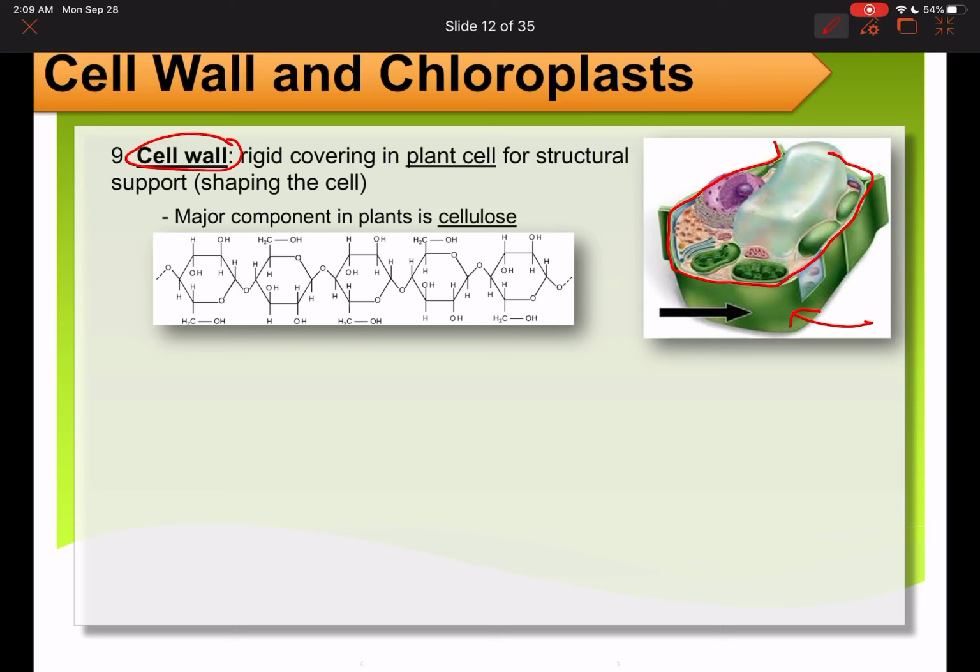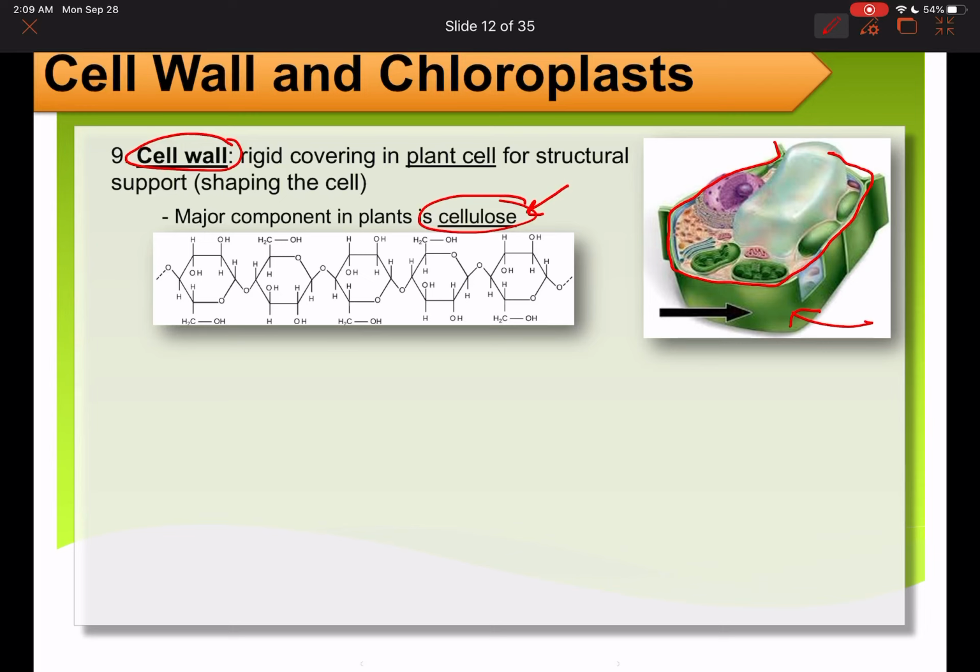So as we learned before, the major component in plant cell wall is cellulose. Again, don't confuse this with prokaryotic cells. In prokaryotic cells, their cell wall is made up of another substance called peptidoglycan. Okay, the cell wall for plant cells is made up of cellulose. But the capsule of prokaryotic cell is made up of polysaccharide, okay?